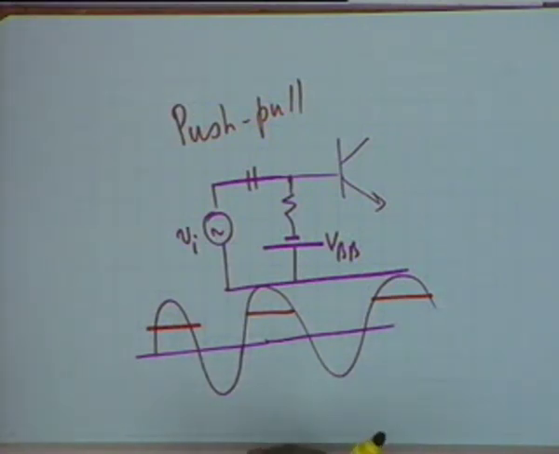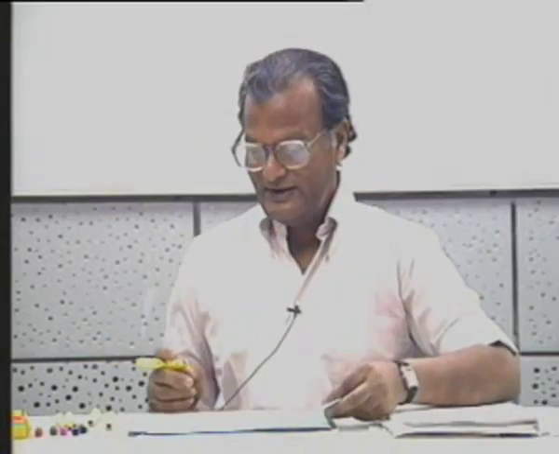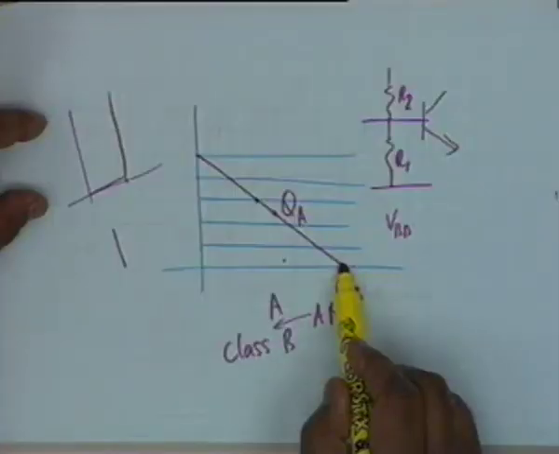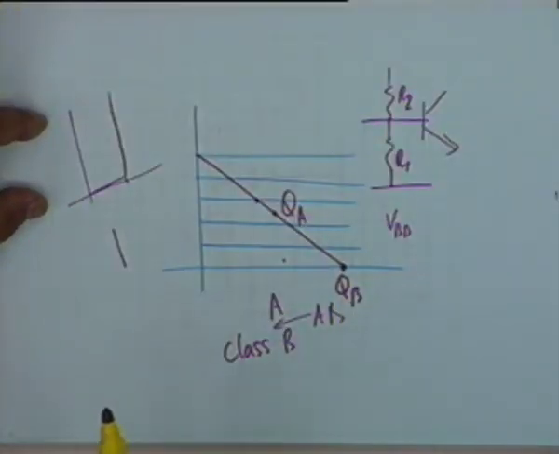Now what is the advantage? Why should one do that? The advantage, as you see, if this is the Q point, then what is the quiescent collector current?